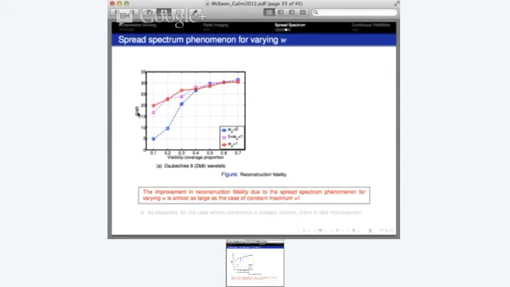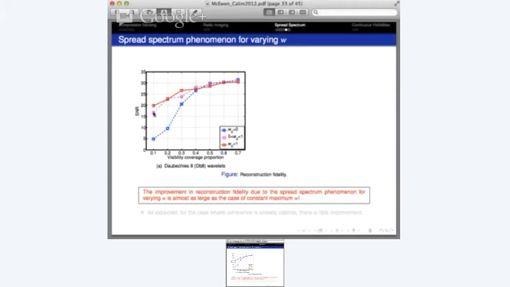So the blue line shows the reconstruction quality with no spread spectrum effect. We have a discrete W here that goes from 0 to 1. So 0 is constant W, but no chirp. W of 1 is the maximum W, but constant throughout. We get this red curve. So we can see that we get this large improvement in quality.